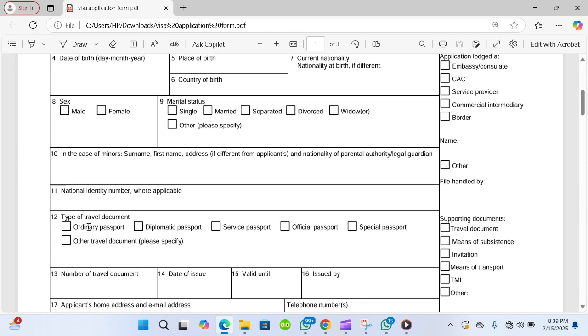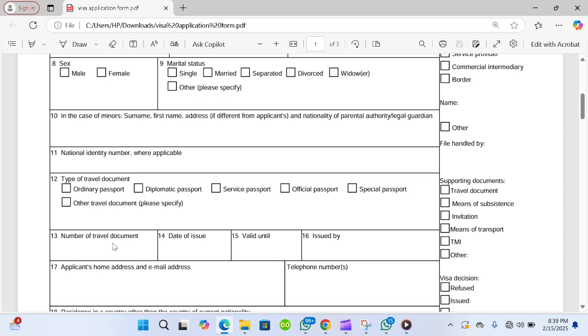Number 12, type of travel document. They have ordinary passport, diplomatic passport, service passport, official passport, special passport. Here you're going to select ordinary passport. You're a student, so you'd be given an ordinary passport. So select ordinary passport, unless you have a diplomatic or a service passport, then you can go ahead and select those ones.